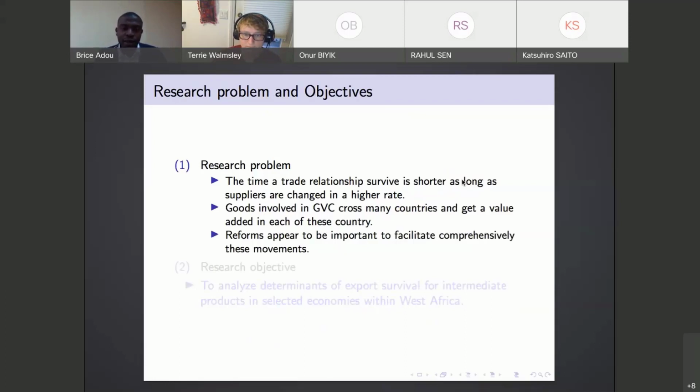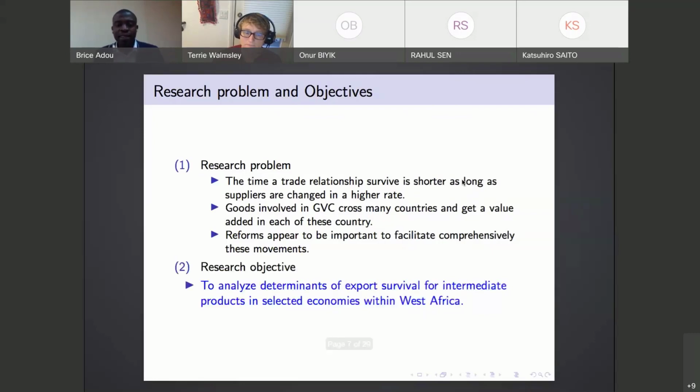But we have two parts of trade: final goods trade and intermediate goods trade. The intermediate form of goods is now involved in the global value chain. We also mentioned that reforms appear to be important to facilitate those movements, both for final goods and intermediate goods. In this paper, we analyze the determinants of export survival for intermediate products in selected economies within West Africa.